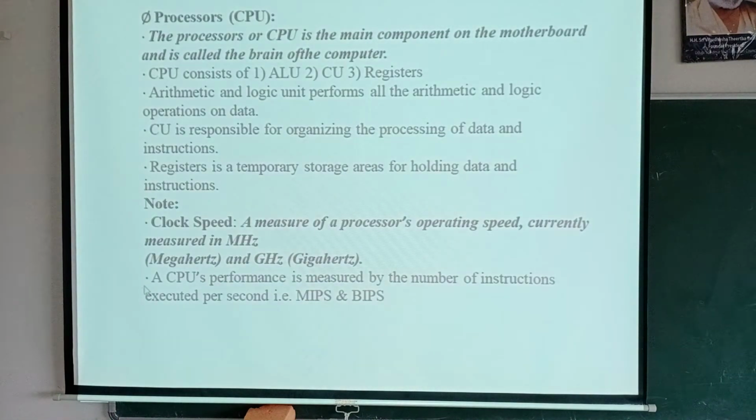Next, CPU performance. Its performance rate is measured by the number of instructions executed per second. That is, per second, how many instructions a particular processor is going to execute.